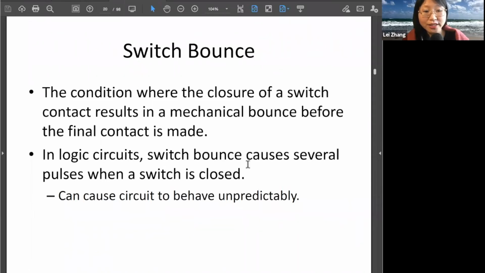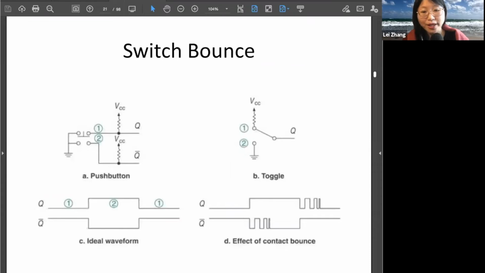So in a logic circuit, switch bounce causes several pulses when a switch is closed, and it can cause the circuit to behave unpredictably. So how do we deal with this? We can use the latch to filter that out.